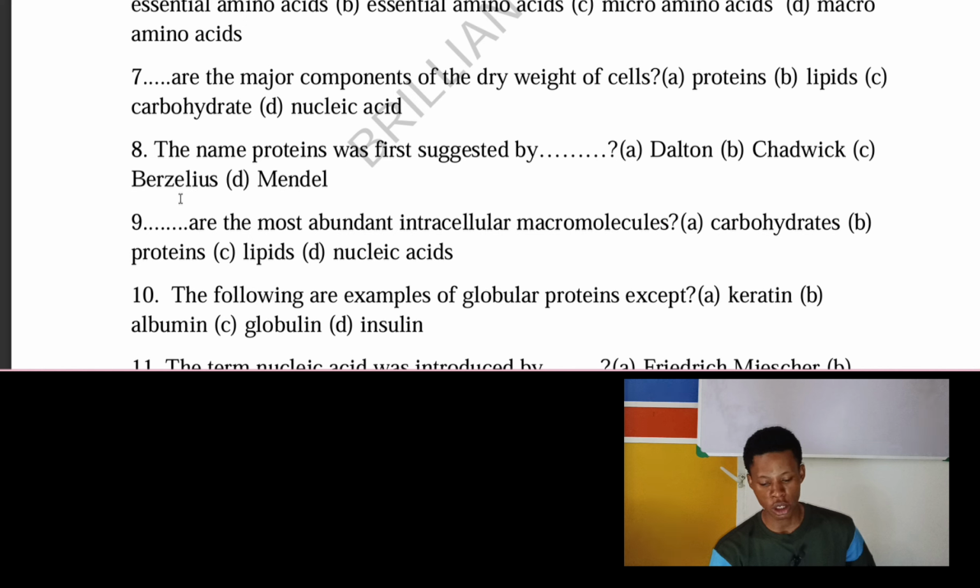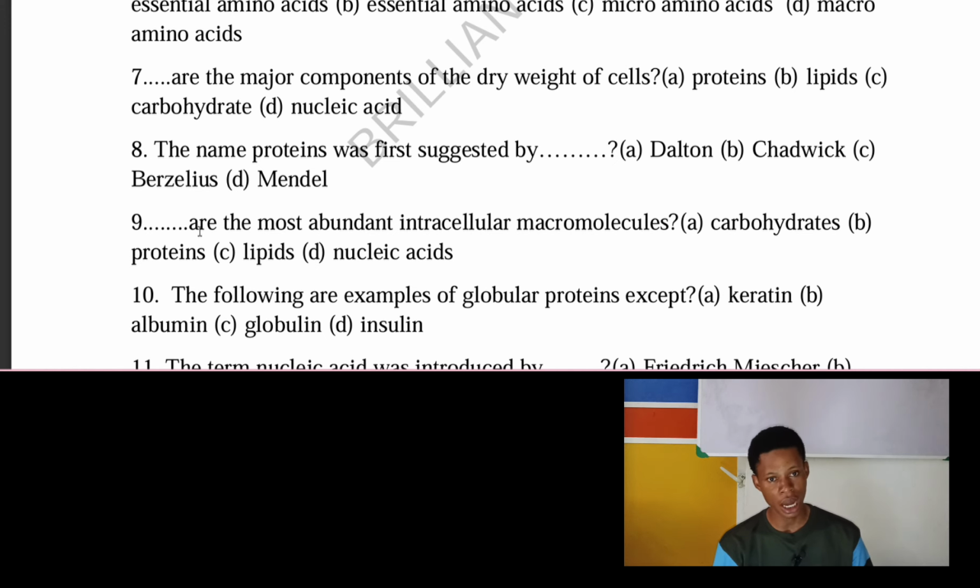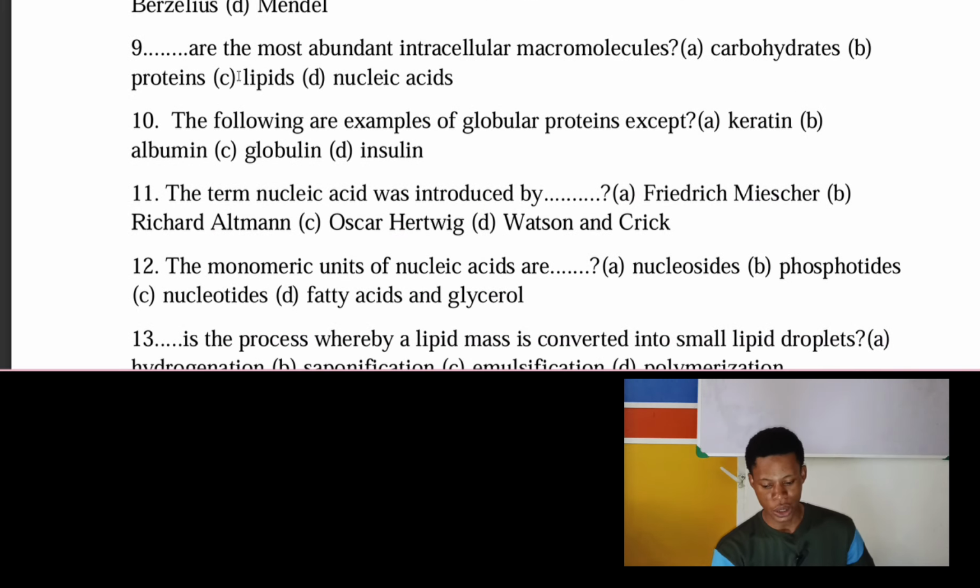Please be following the question as I'm reading. The following are examples of globular proteins, except. Based on shape and solubility, proteins can be classified into fibrous proteins and globular proteins. Fibrous proteins are not soluble, they cannot dissolve in water, while globular proteins are soluble, they can dissolve in water. So the question is asking which one is not a globular protein. A, keratin. B, albumin. C, globulin. D, insulin. The answer is keratin. Keratin is not soluble in water, so keratin is a fibrous protein and not a globular protein.